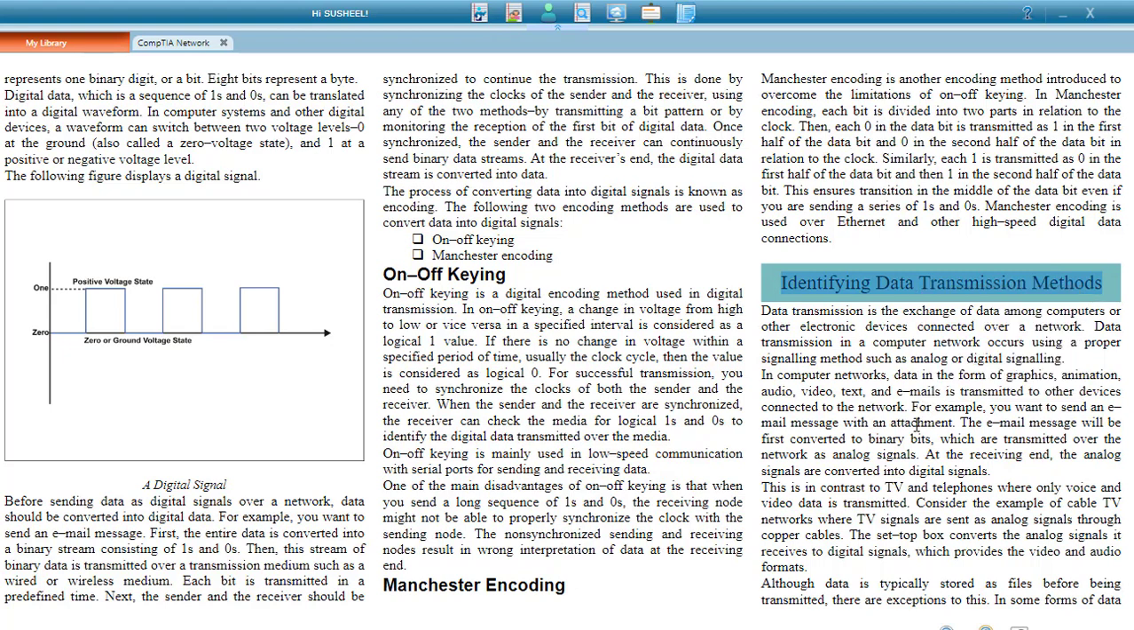Identifying data transmission methods. Data transmission is the exchange of data among computers or other electronic devices connected over a network. Data transmission in a computer network occurs using a proper signaling method such as analog or digital signaling. In computer networks, data in the form of graphics, animation, audio, video, text, and emails is transmitted to other devices connected to the network. For example, you want to send an email message with an attachment.